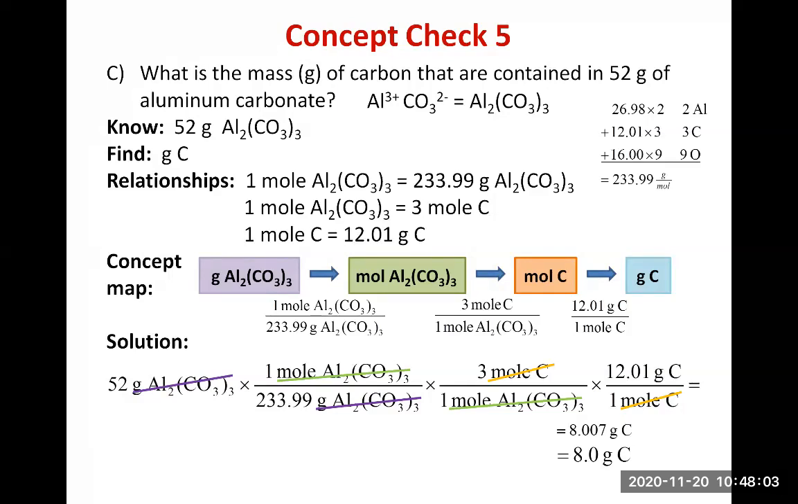So does it make sense here? So you have 52 grams of the compound. So of course, the mass of just the carbon should be smaller than 52. And here, carbon, there are 3 carbons versus, so 9 plus 2 plus 3, that's 14 atoms. So 3 atoms out of 14. So it makes sense that it's a relatively small mass here, especially that carbon is the lightest atom of all 3 atoms, between aluminum, carbon, and oxygen. So this makes sense.